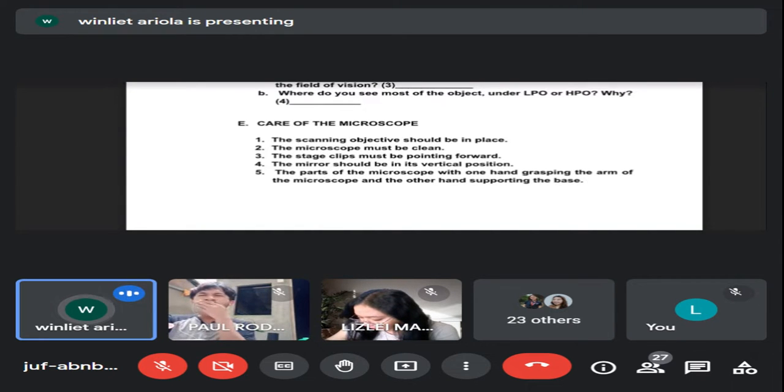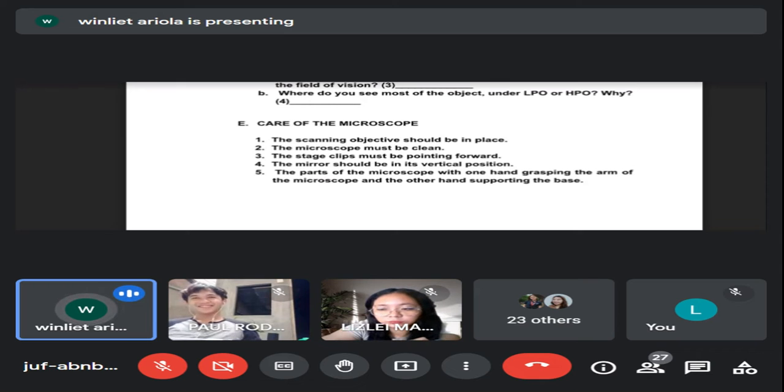Next is the microscope must be clean. The stage clips must be pointing forward. The mirror should be in its vertical position, and when carrying the microscope, one hand grasps the arm and the other hand supports the base. That is the proper way of carrying. Yes, that's correct, Paul. Ang isang kamay, ganon. Okay, sa baba yung isa, and then yung isa naman is sa arm.